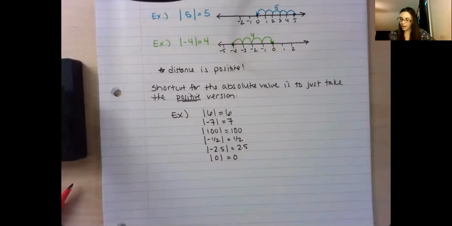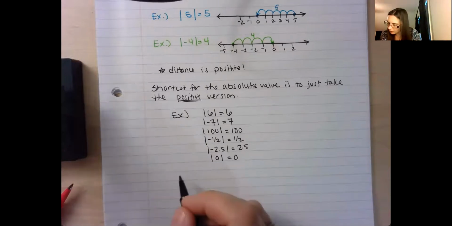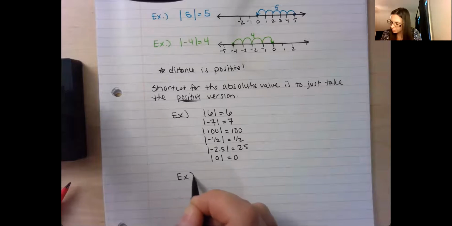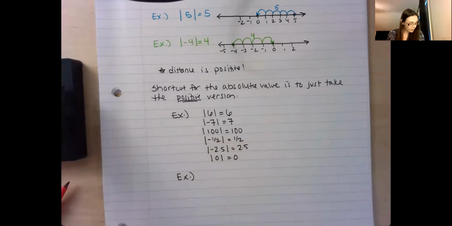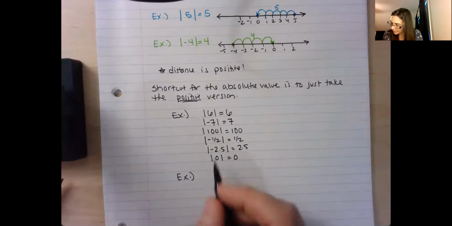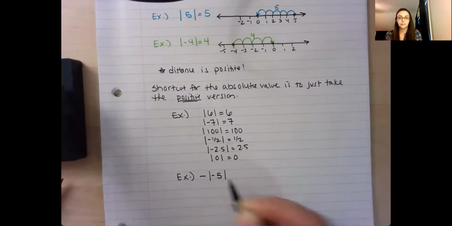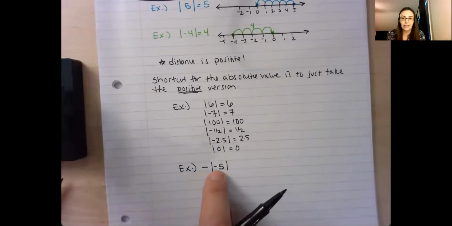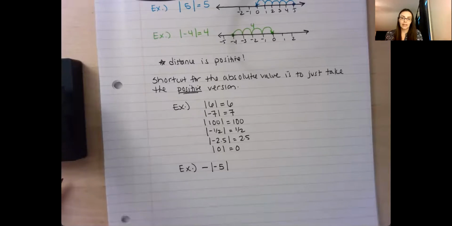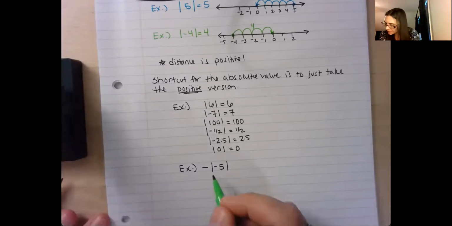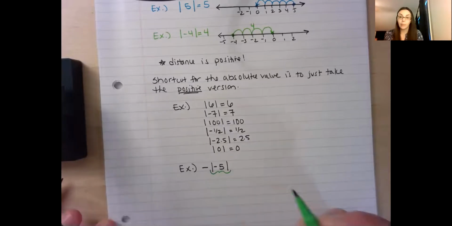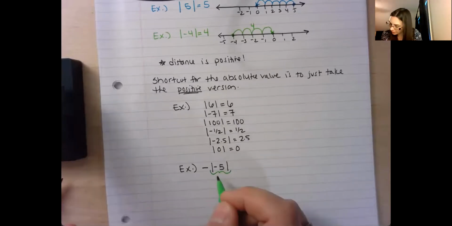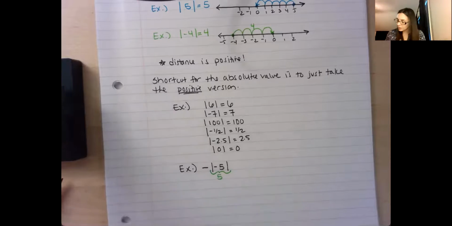All right, I want to do a couple more examples here, maybe a little bit more complicated. What if we look at something like the negative absolute value of -5? Now I have a negative on the outside and a negative on the inside. What you want to do in a case like this is do the absolute value part first. So the absolute value of -5 is just going to be +5. This becomes 5 here.